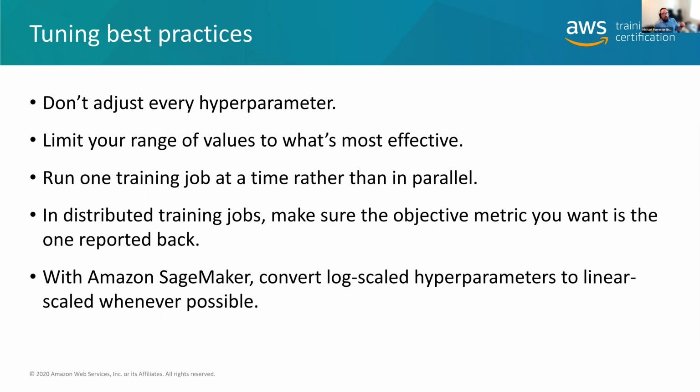And depending on what you're using, for example, running more hyperparameter tuning jobs concurrently could get more work done, but if it's Bayesian, for example, that's not going to help, right? In distributed training jobs, make sure the objective metric you want is the one that they're actually reporting back, right? Otherwise, you're going to spend your time running a bunch of concurrent jobs and you're not going to get back the metrics you're interested in.